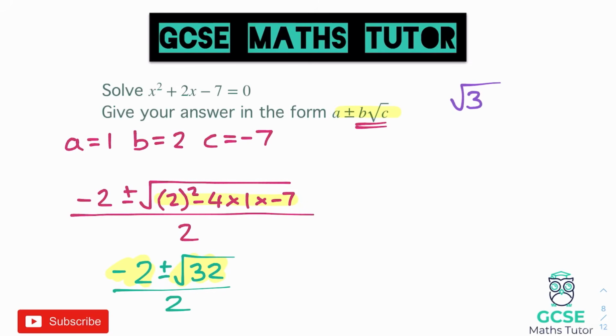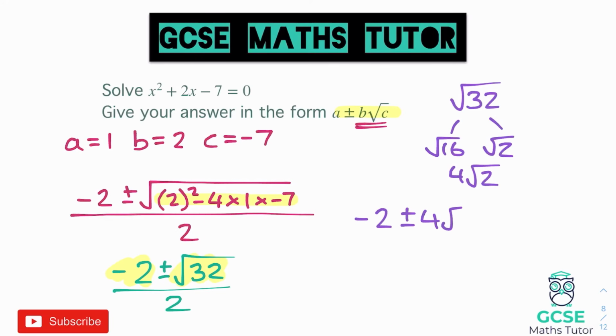Root 32 can be written in a different way. Again, thinking about surds, and checking out the description if you're not okay with this bit, we're thinking about the two surds that multiply to make 32, where one of them is a square number. Now 4 is an option, but we want the biggest one, and that's 16. So it's root 16 multiplied by root 2. Root 16 is 4, so it becomes 4 root 2. So we can rewrite root 32 as 4 root 2. And if we do that, we have minus 2 plus and minus 4 root 2 all over 2.